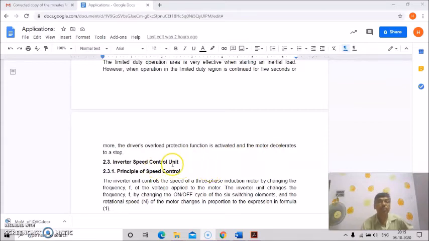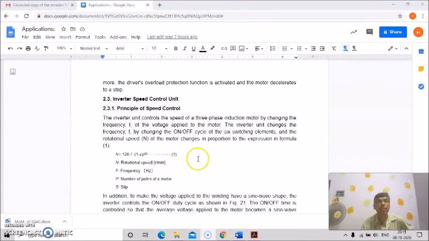So, for an inverter speed control unit, the principle of speed control is like this. The inverter unit controls the speed of a 3-phase induction motor by changing the frequency F of the voltage applied to the motor, and the inverter unit changes the frequency F by changing the on-off cycle of the 6 switching elements. The rotational speed N of the motor changes in proportion to the formula given here, that is N = 120F(1 - S)/P.